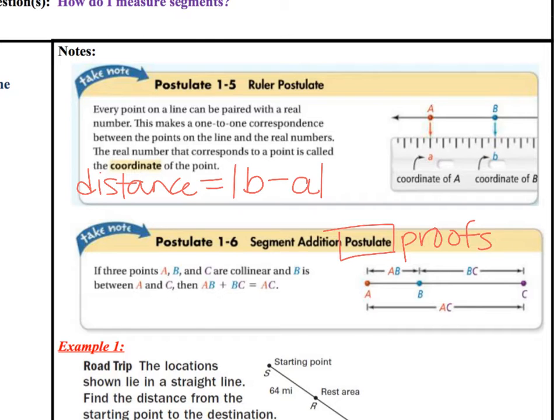If you've got 3 points on a line, the part plus the part equals the whole. So AB plus BC is AC. Part plus part equals whole. This is not groundbreaking stuff.